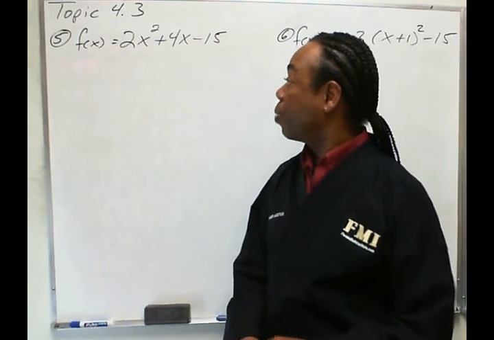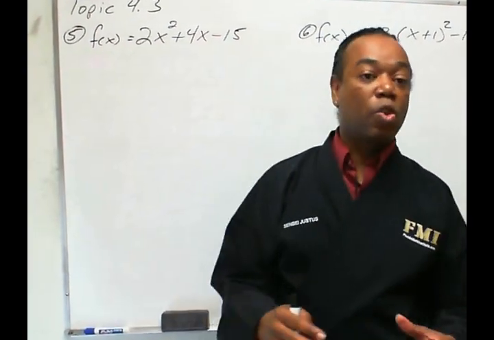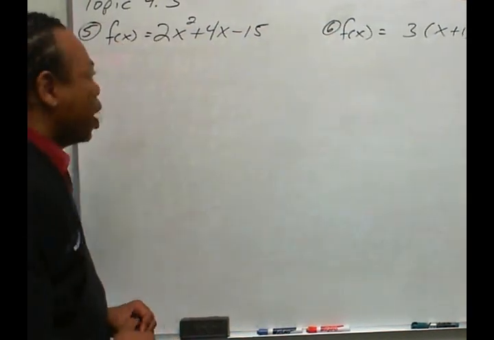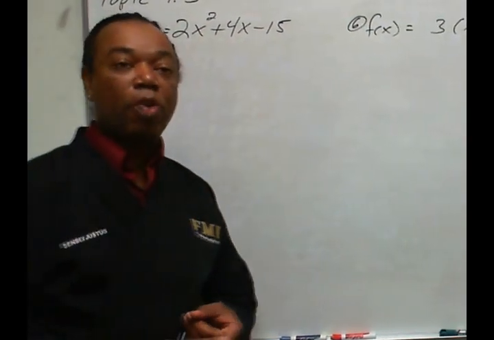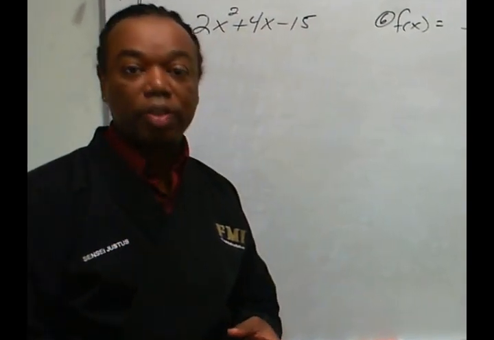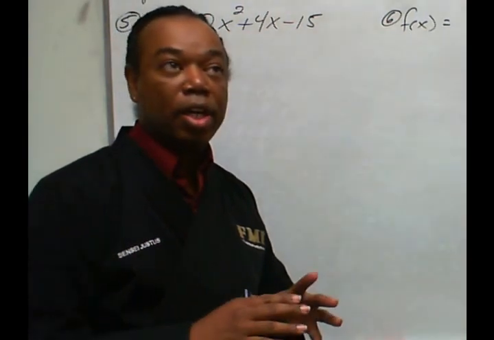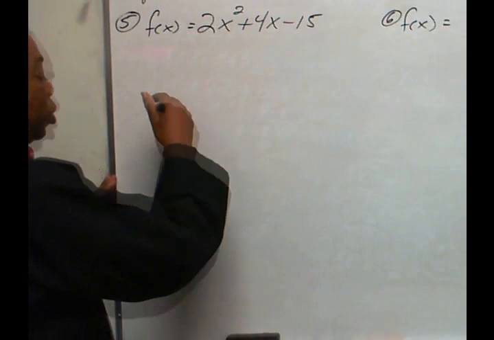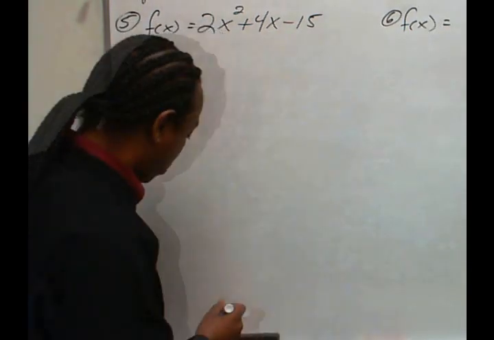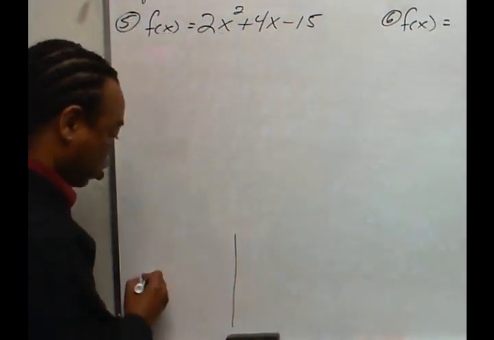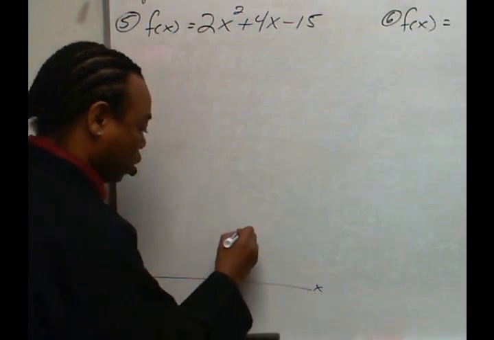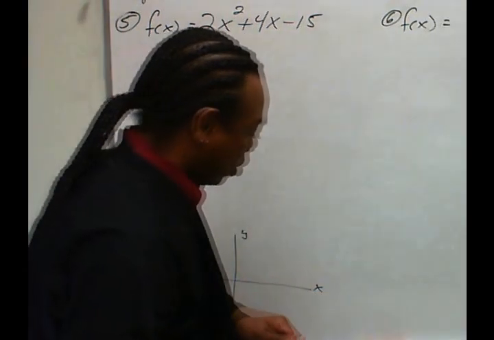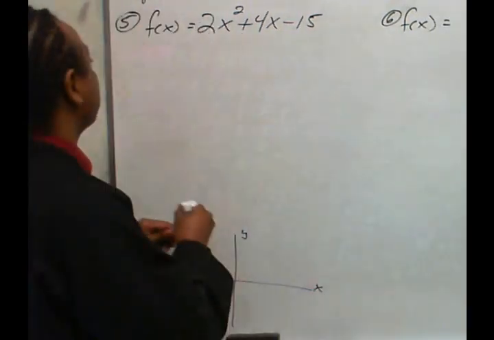Topic 4.3. We're going to graph these quadratics, and we're going to look for four parts. The first part will be the axis of symmetry, then the vertex, the y-intercept, and then the x-intercepts. So first, let's start here, by first finding the axis of symmetry.